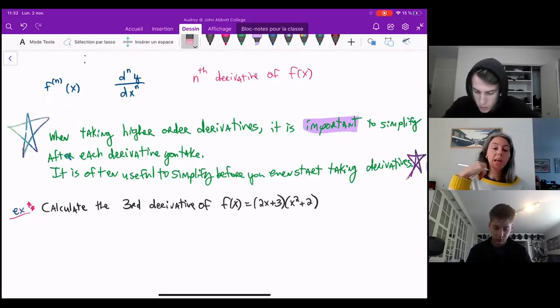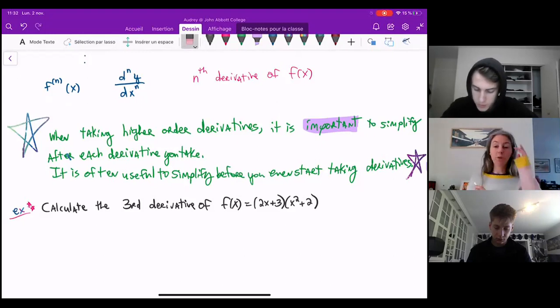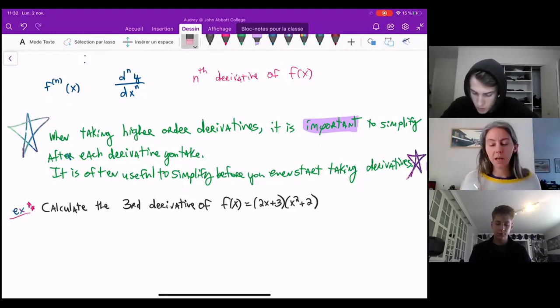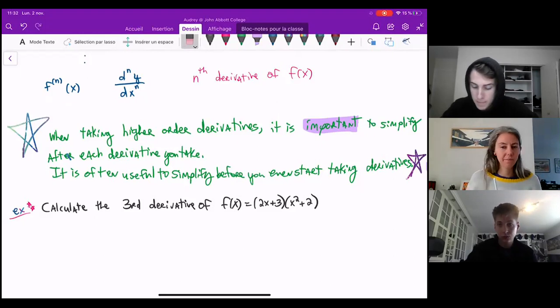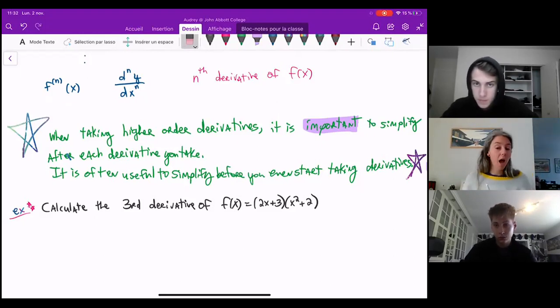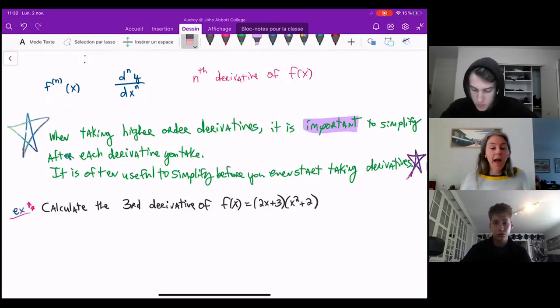Okay, so I want to calculate the third derivative of f of x is equal to 2x plus 3 times x squared plus 2. So in this form right here, does this require a product rule? Yes. Could I avoid a product rule by expanding this? Yes. So I don't have to do this, but expanding this first will allow me to avoid a product rule and thus make every consecutive derivative easier.